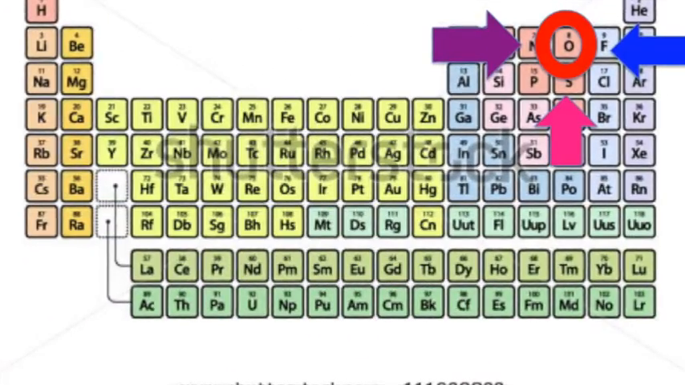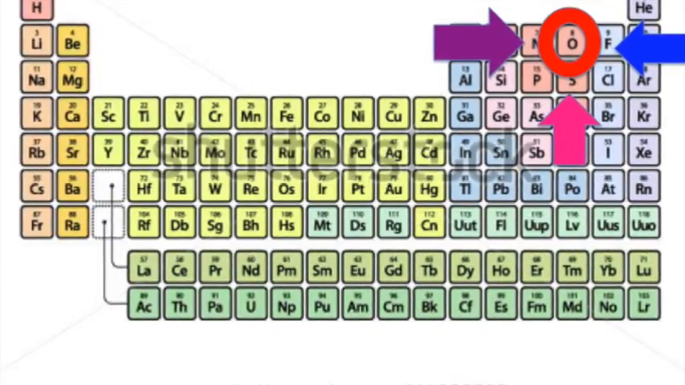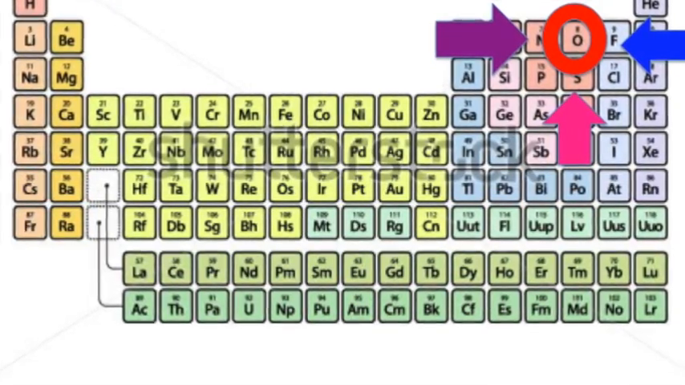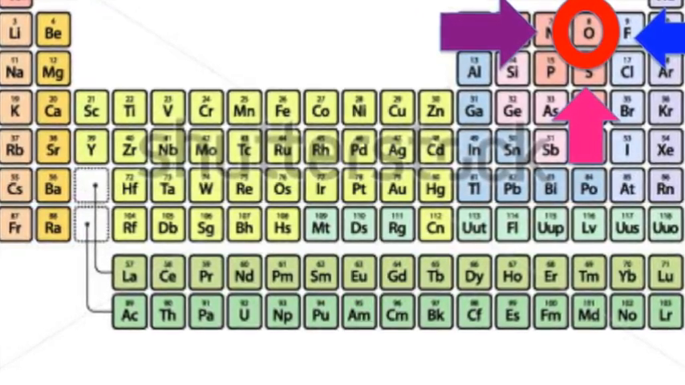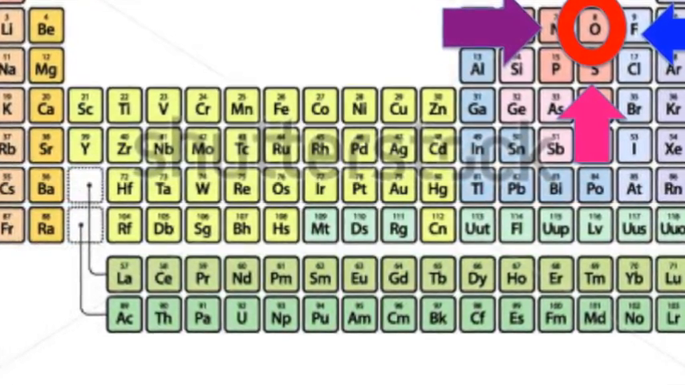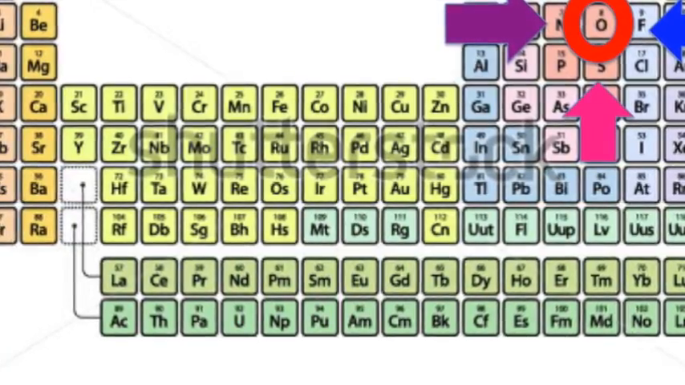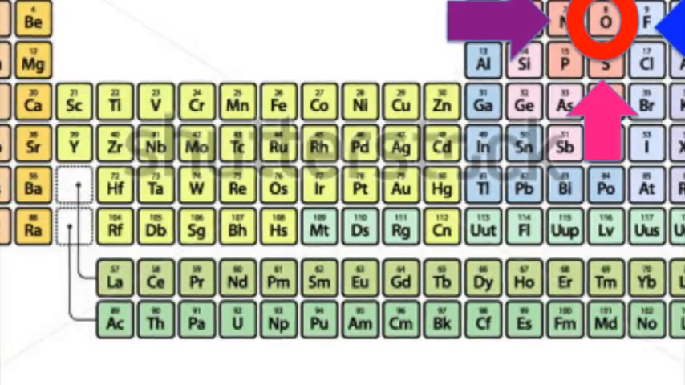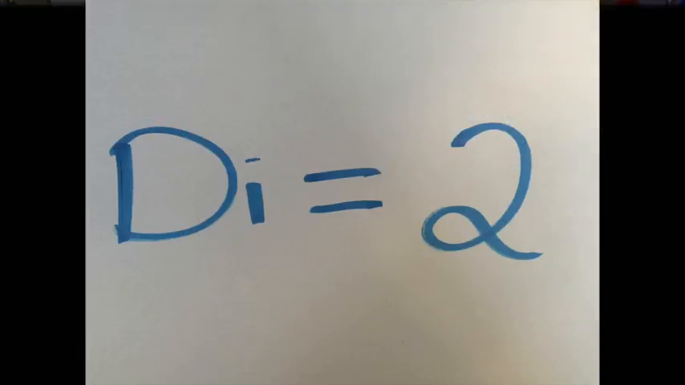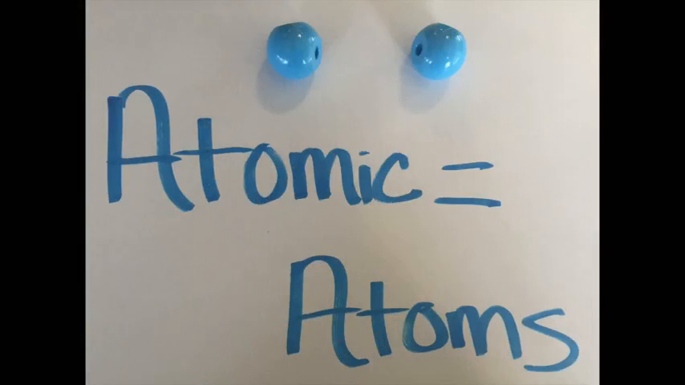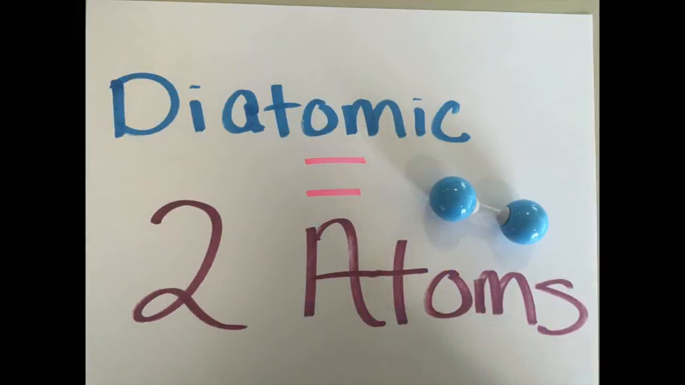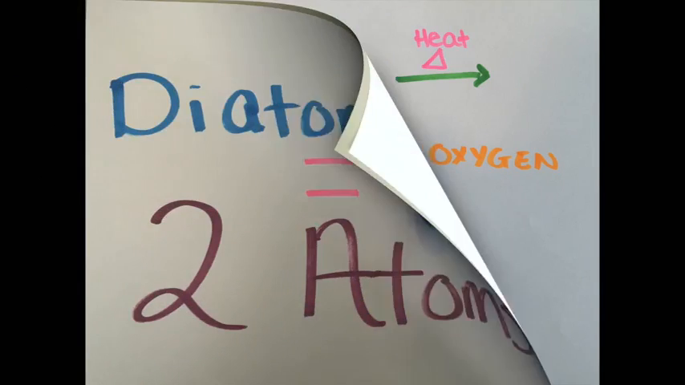Due to oxygen's location on the periodic table, it has 6 valence electrons. However, molecules typically follow the octet rule, meaning each atom has 8 electrons. In order to achieve this, oxygen often exists as O2, a diatomic molecule. Di meaning 2, and atomic meaning atoms. Thus, oxygen exists as 2 atoms.